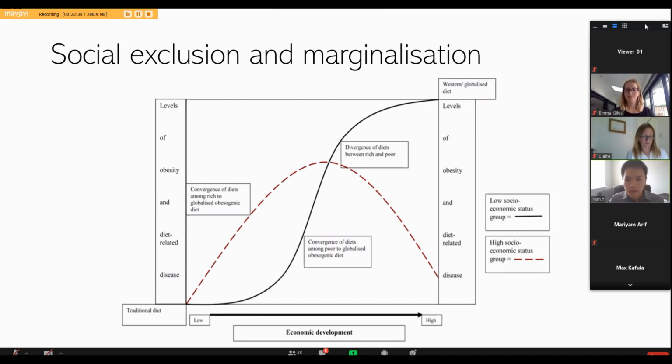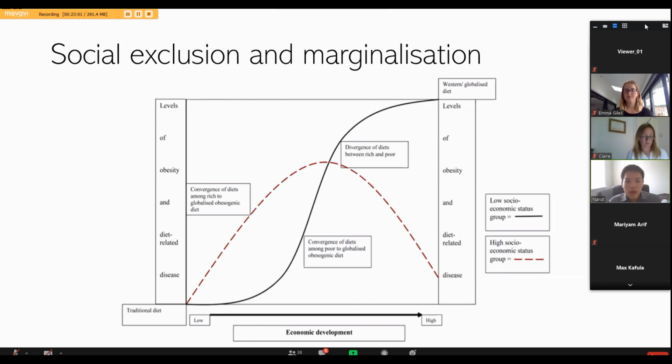And what we see is the red line represents those of high socioeconomic status, and the black line in the graph represents those who are either marginalized or of a lower socioeconomic status. If we take a look at the very beginning, in the developing countries on the left-hand side, it is the rich who can afford the food. And so it is the rich that have levels of overweight and are predisposed to obesity.